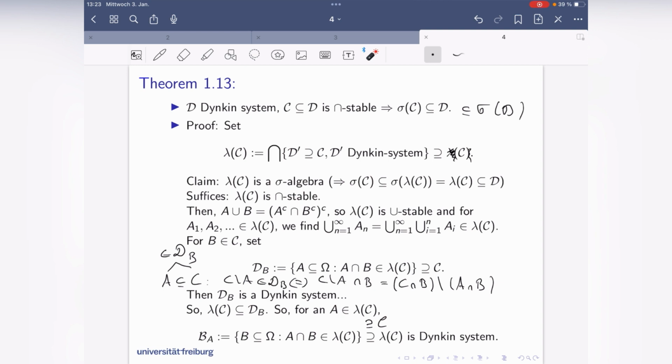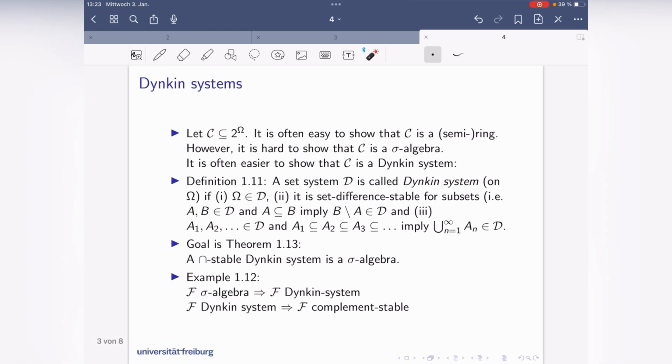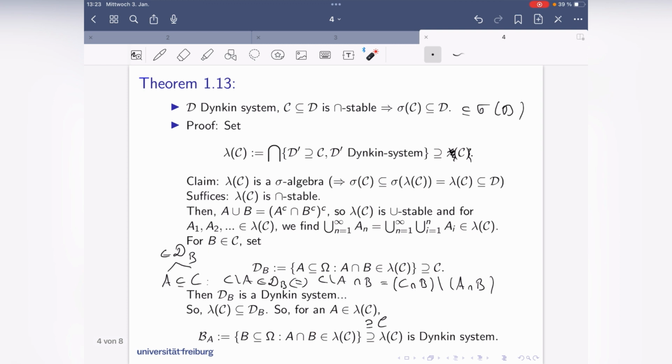And that's it. Because lambda of C is a Dynkin system, I have shown that dB has the property required for a Dynkin system. And the argument is similar for the other property of Dynkin systems, which is this increasing set here, and the union is in D also. And here below, the argument is also similar. So that was this theorem that we have.